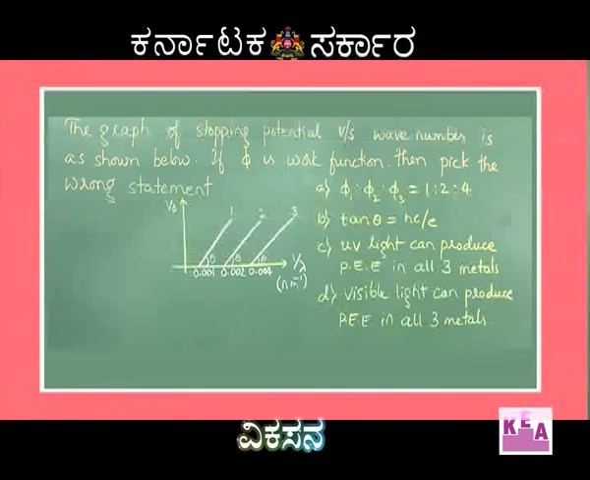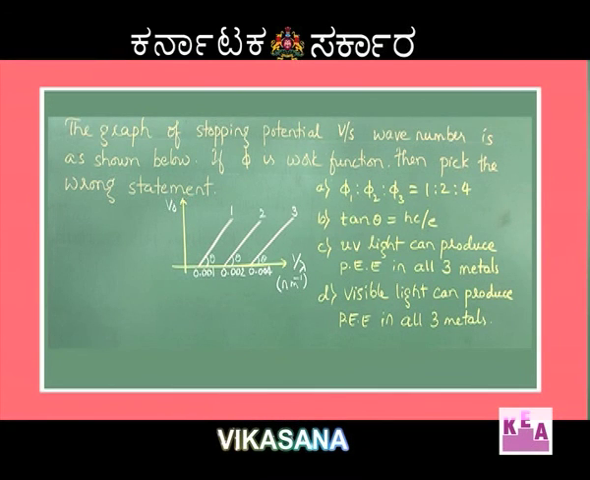Options: A, phi 1 is to phi 2 is to phi 3 is equal to 1 is to 2 is to 4. Option B, tan theta is equal to hc by e. Option C, ultraviolet light can produce photoelectric effect in all three metals. And option D, visible light can produce photoelectric effect in all three metals.